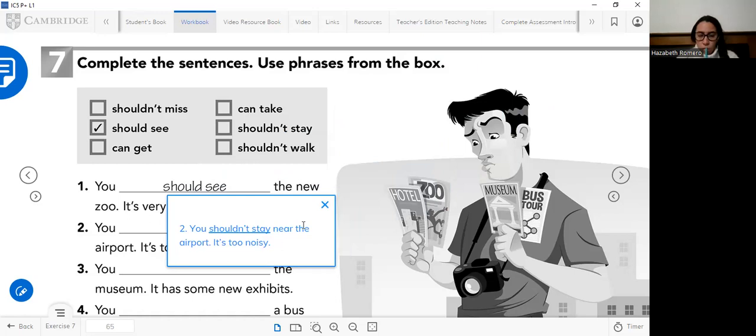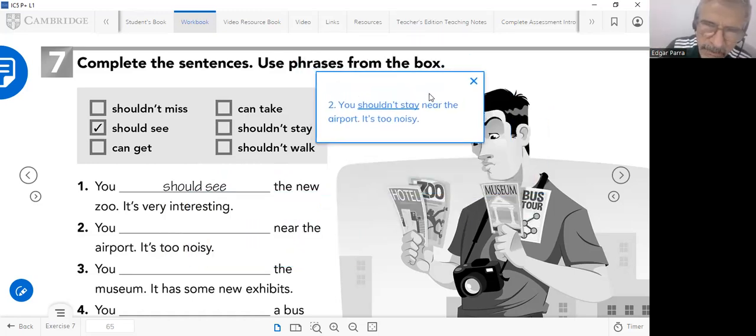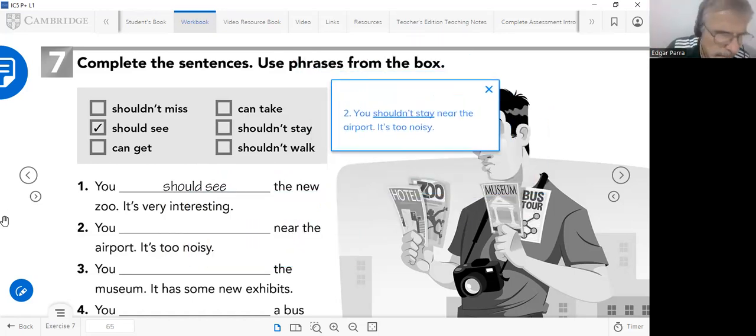Imagine you are sleeping in a hotel and you're not going to sleep if the hotel is near the airport. You understand? Imagine that you're sleeping at a hotel and then an airplane comes. No, no, no. You shouldn't stay near the airport. Okay, it's too noisy. You understand? Okay. Which is the recommendation? What is the suggestion for number 3?